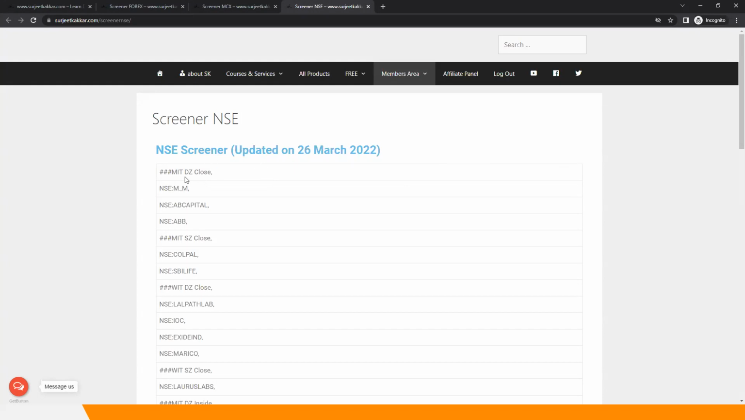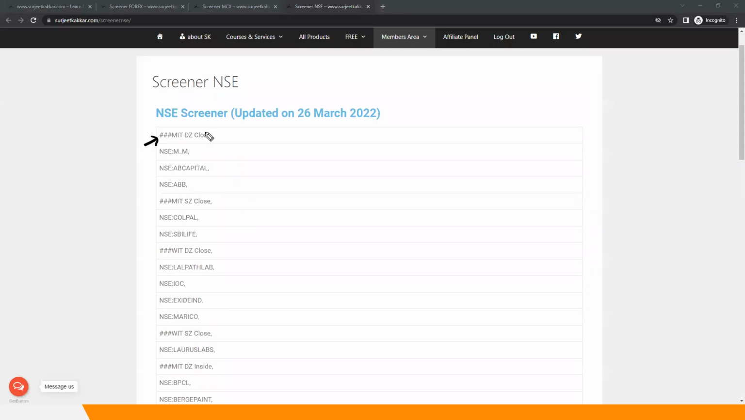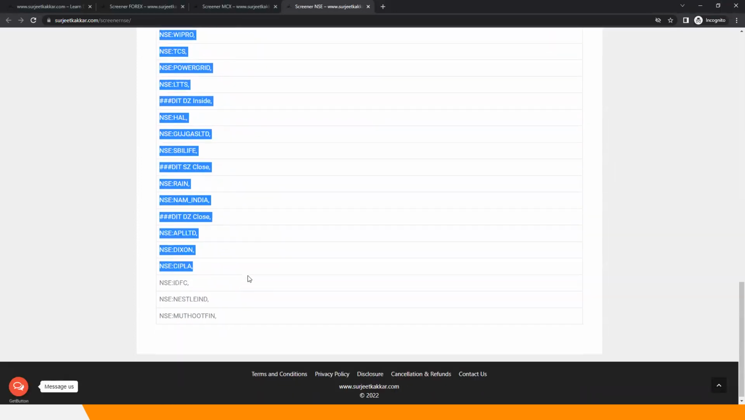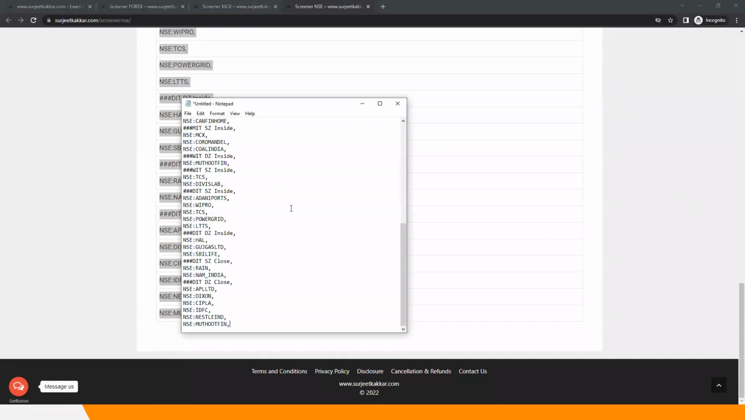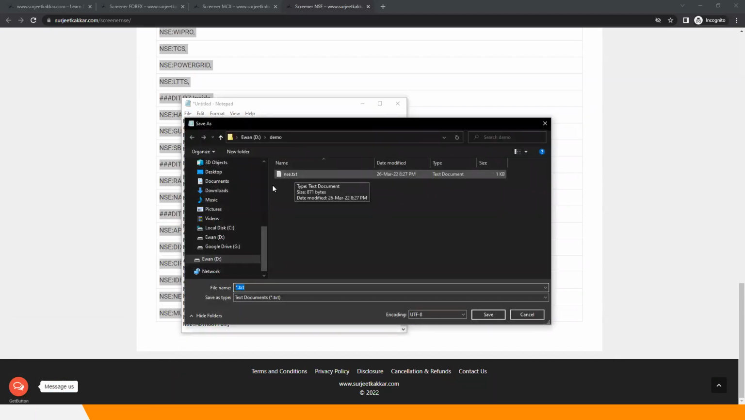Here you can see that this is given with some hashes and some MIT, DZ, close, and then some numbers or the names of the scripts. Why did we give it in this format? The reason is so that people who have a paid subscription of TradingView, because in the free subscription of TradingView you cannot have your own watch list, but in the paid subscription you can create your own watch list. The way we have given it makes it very easy for you. All you have to do is copy everything from here. Can you see? I just copied it. Then bring up a notepad, paste it, and save it. For example, I'll save it as a NSE text file, nse.txt.